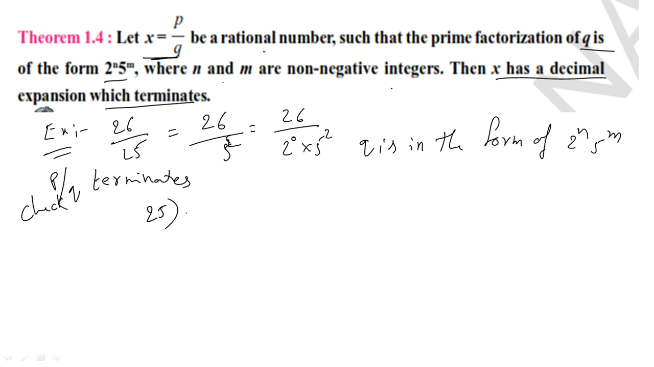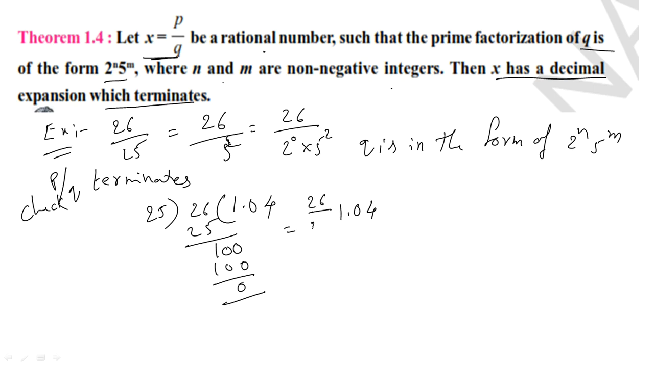So 25 divided by 26. 25 ones are 25. 1. So I'll put point. I'll put 0. So I cannot put a single 0. I cannot put two zeros. So I have to put 0 again here. 25 fours are 100. So it is 1.04. Yes, it is terminating. 26 by 25 is equal to 1.04.